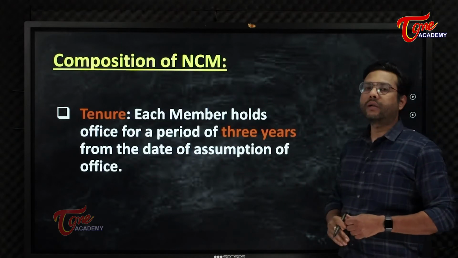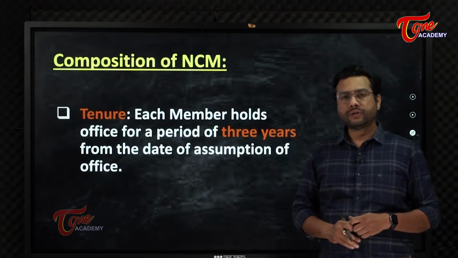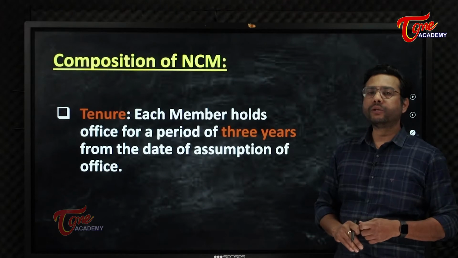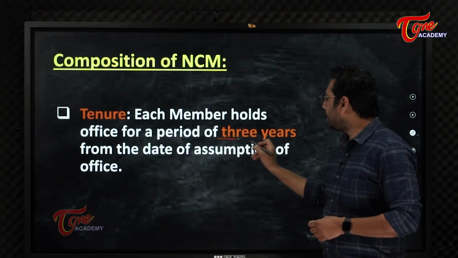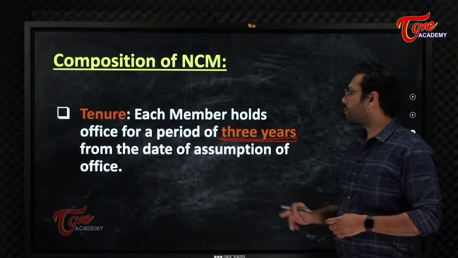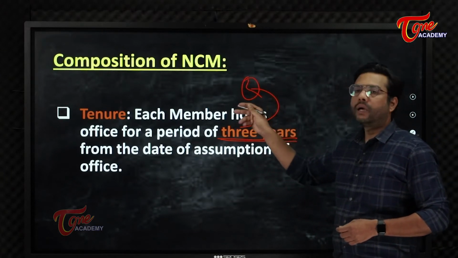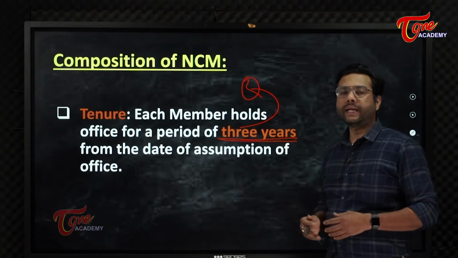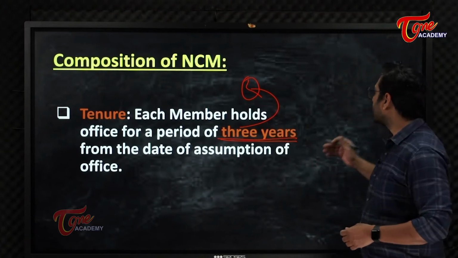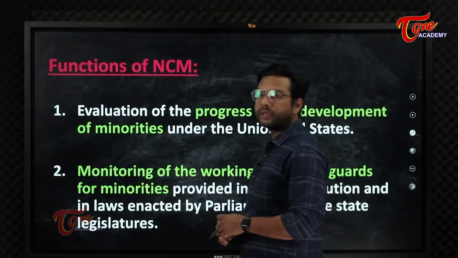The tenure of members of the National Commission for Minorities is 3 years. This may be a probable question. There may be a question like, what is the tenure of members of the National Commission for Minorities? It is 3 years. So this is important.